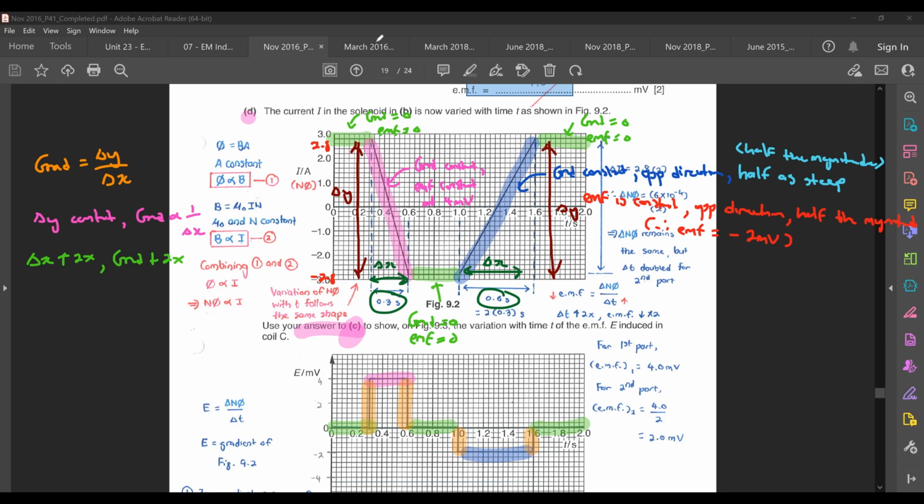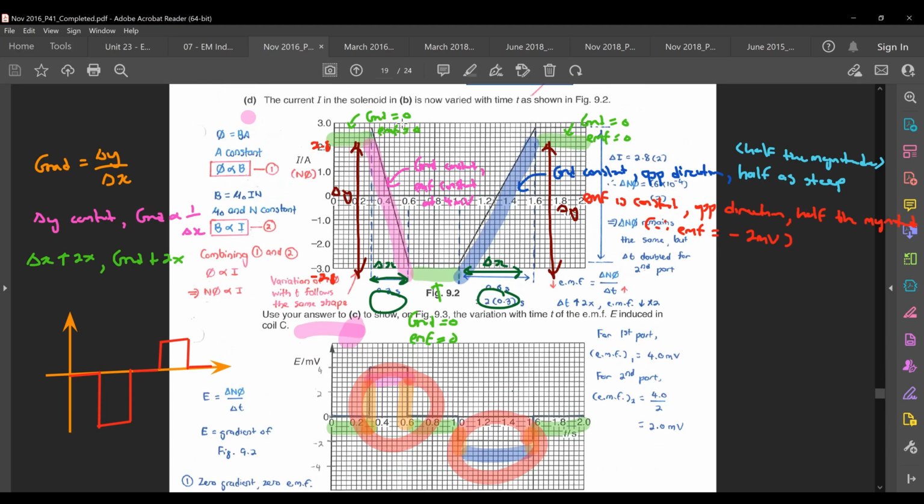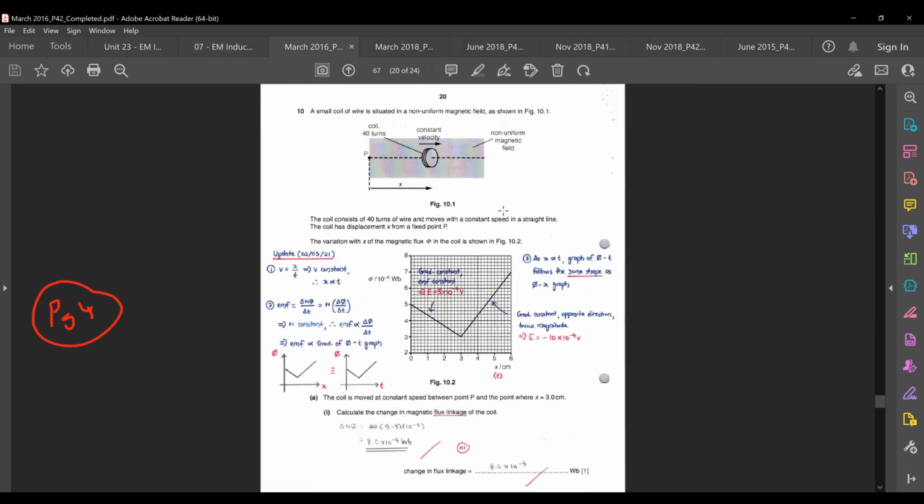And same thing like what I mentioned before, if you were to draw it in an opposite manner like this, this is also acceptable. The marking scheme really only just wants to see the EMF being in opposite direction. It doesn't matter how you start it off. So this is one graph plotting question. Okay, so if you're okay with this, then let's move on to page 4. This is March 16 P42.